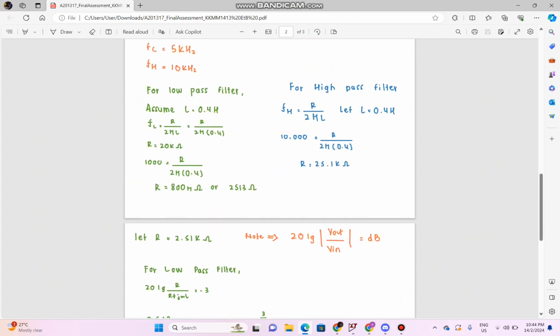For the high pass filter, FH equals R over 2 pi L. We let L equal 0.5 Henry, and then 10,000 equals R over 2 pi times 0.5. We sub in the value, and then we get R equals 25.1 kilo ohm.